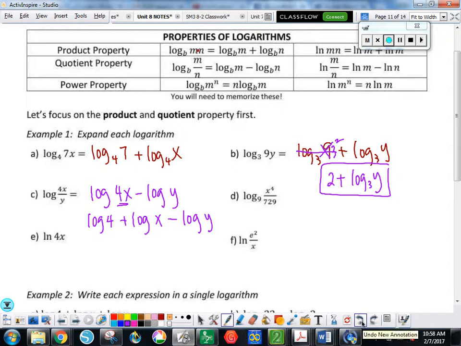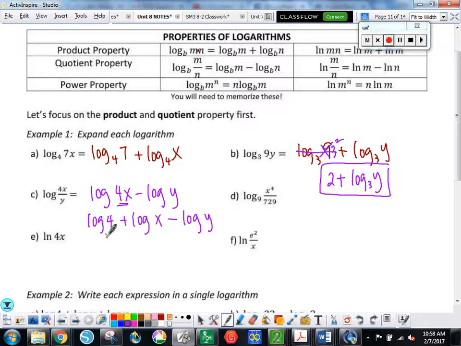We can't quite do part D yet because we don't have all of the rules. Yeah, so let's do part D right now. Can we simplify that one? No, because this is a log. If there's no number right here, what's the common log? Remember? It's 10. So yeah, there's no simplifying here.